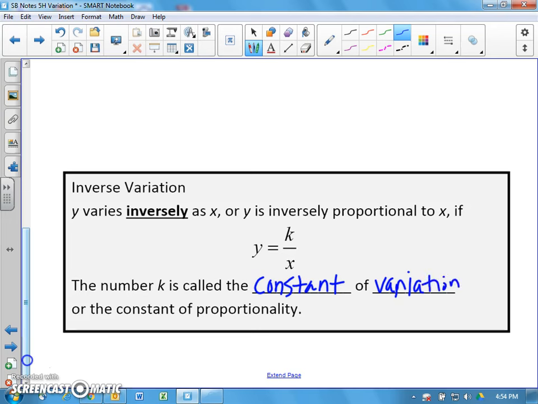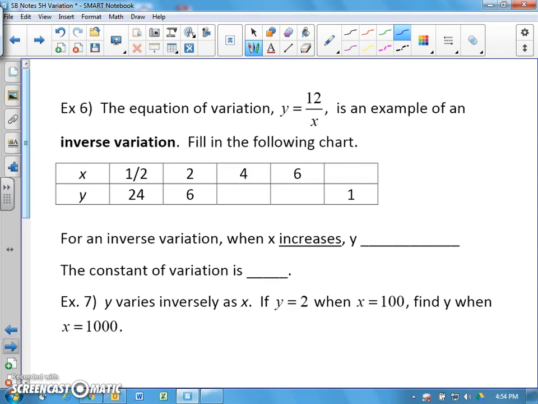So let's look at example 6. The equation of variation we're looking at here is y equals 12 over x. This is inverse variation because x is on the bottom of the fraction. So we're going to fill in the following chart. They started it for you. If I plug in 1/2, remember what we do is 12 divided by 1/2, which would look like this. So we can flip and multiply. That's where the 24 comes from. The rest of those should be easy.